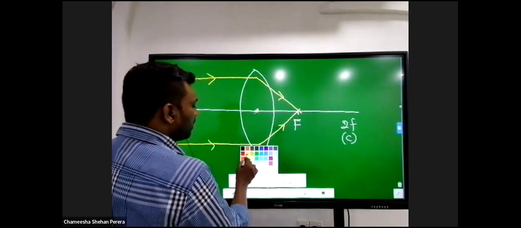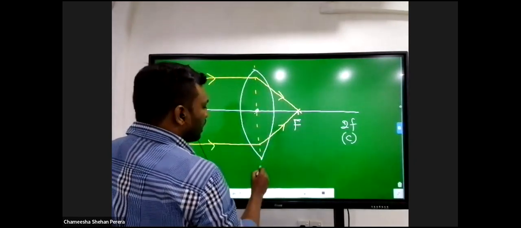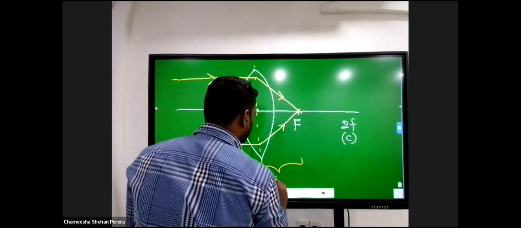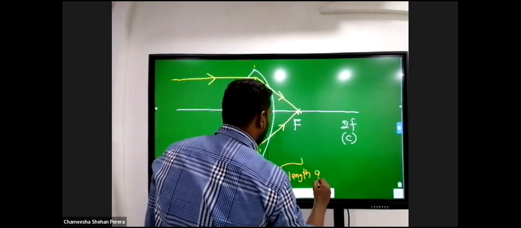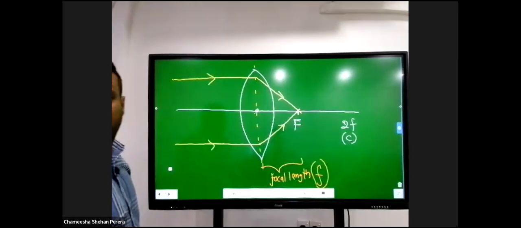Can you remember the symmetrical line? From that line to the focal point, the distance is called the focal length. You symbolize it with simple F.